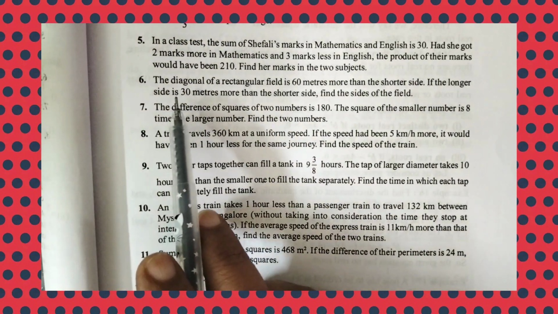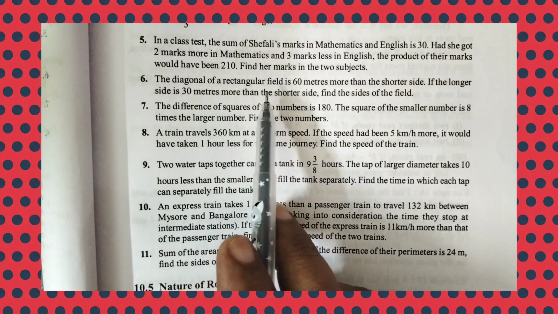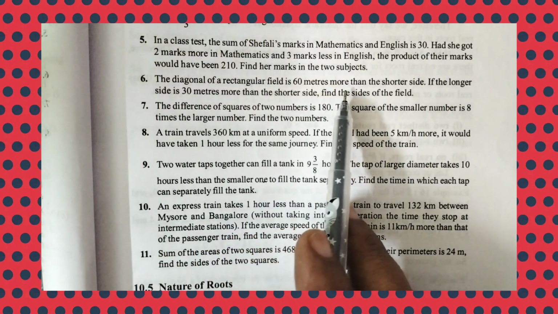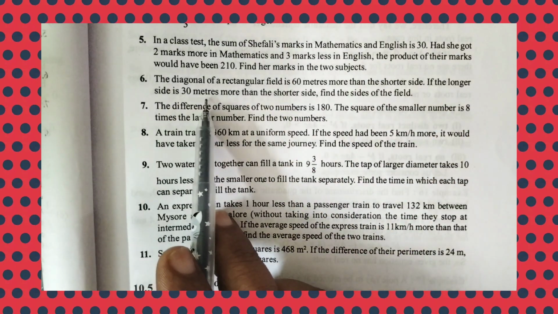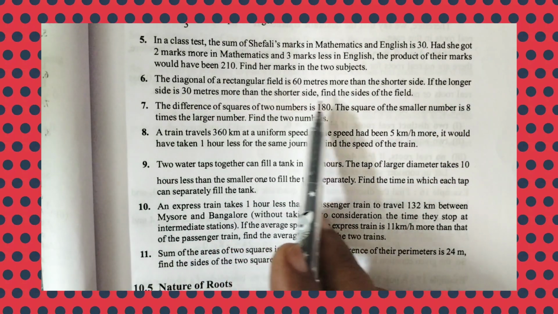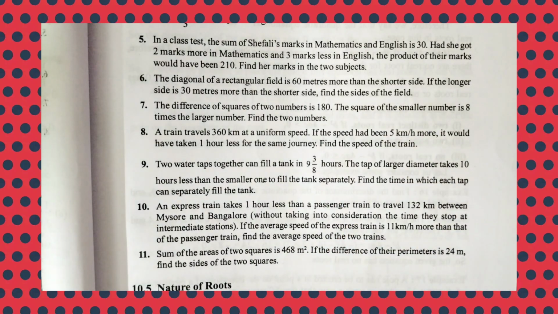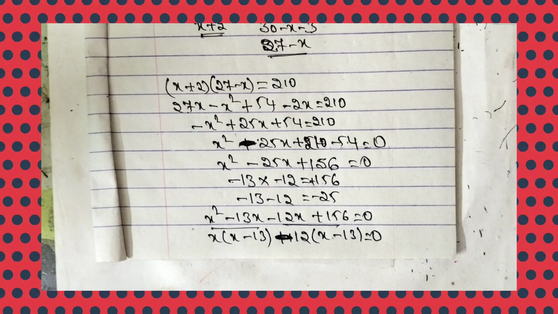So the next question is, the diagonal of a rectangular field is 60 meter more than the shorter side. If the longer side is 30 meter more than the shorter side, find the sides of this field. Find the sides of the field means we have to find the dimensions of a rectangle. So let us move to question number 6.